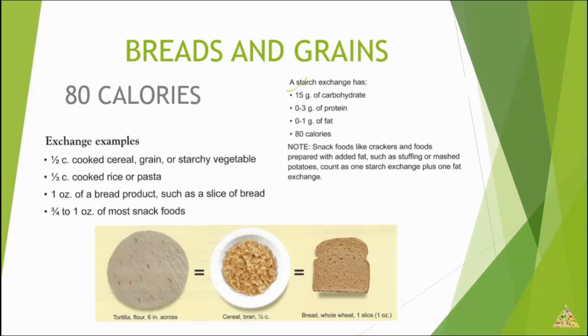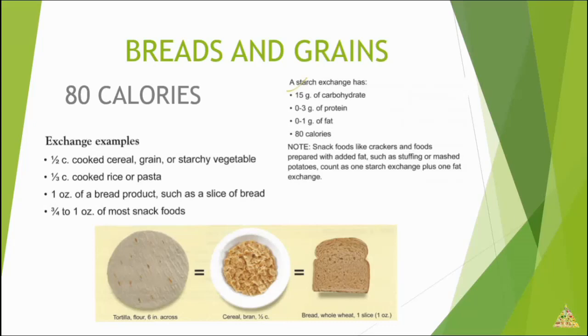So snack foods like crackers and foods prepared with added fat, such as mashed potatoes that include butter and/or mayonnaise, will count as 1 starch and 1 fat. The exchange system examples are a half a cup of cooked cereal, grain, or starchy vegetable, 1/3 cup of cooked rice or pasta, 1 ounce of bread product, and 3/4 to 1 ounce of most snack foods.